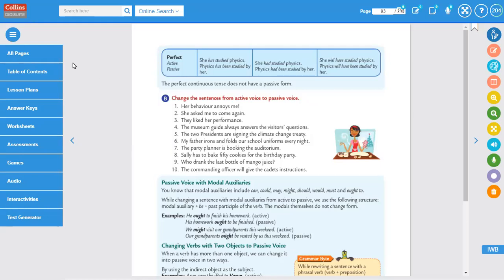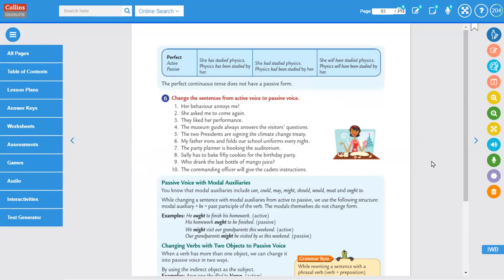Ma'am, I was asked by her to come again. Correct. You can also keep this phrase, by her, in parentheses. Do you know what a parenthesis is? No, ma'am. A parenthesis is a set of two bracket-like structures on both sides of a text. We just write a text and put it in the brackets. Those brackets are called parentheses.